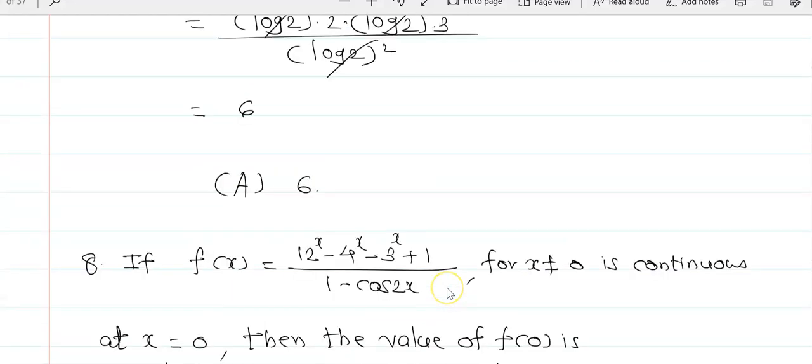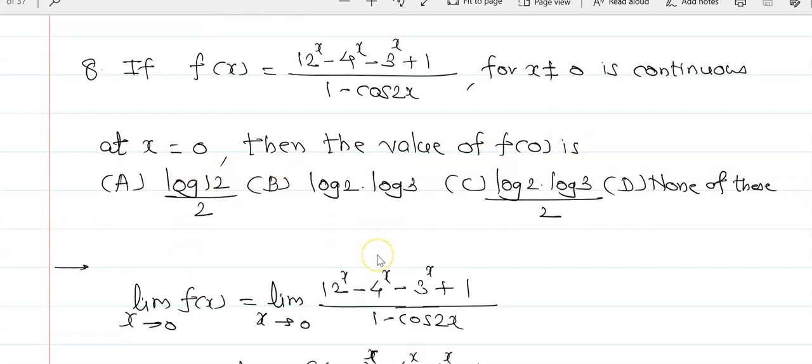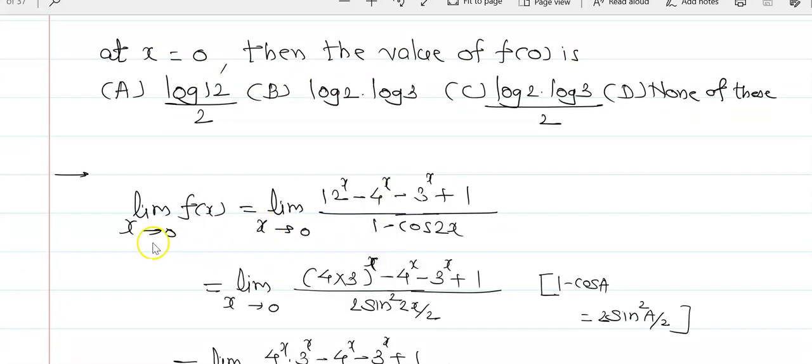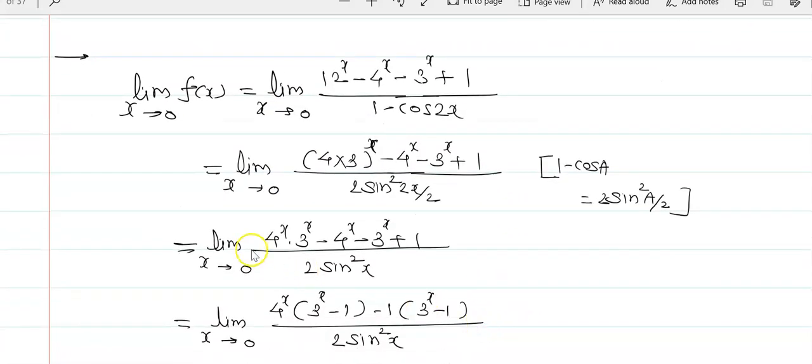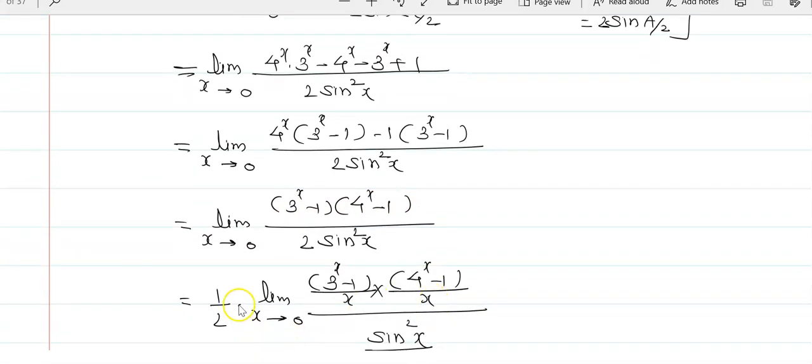Now see this again here. If f of x is equal to 12 raised to x minus 4 raised to x minus 3 raised to x plus 1 upon 1 minus cos of 2x for x not equal to 0 is continuous at x equal to 0, then the value of f of 0. Again, solve this limit. x tends to 0. 12 can be written as 4 into 3. Use the formula 4 raised to x, 3 raised to x. Take the common 4 raised to x from these two, minus 1 from the remaining 2. Apply the formula 3 raised to x minus 1 into 4 raised to x minus 1 upon 2 sin square x. Divide numerator and denominator by x square. That is 1 upon 2.